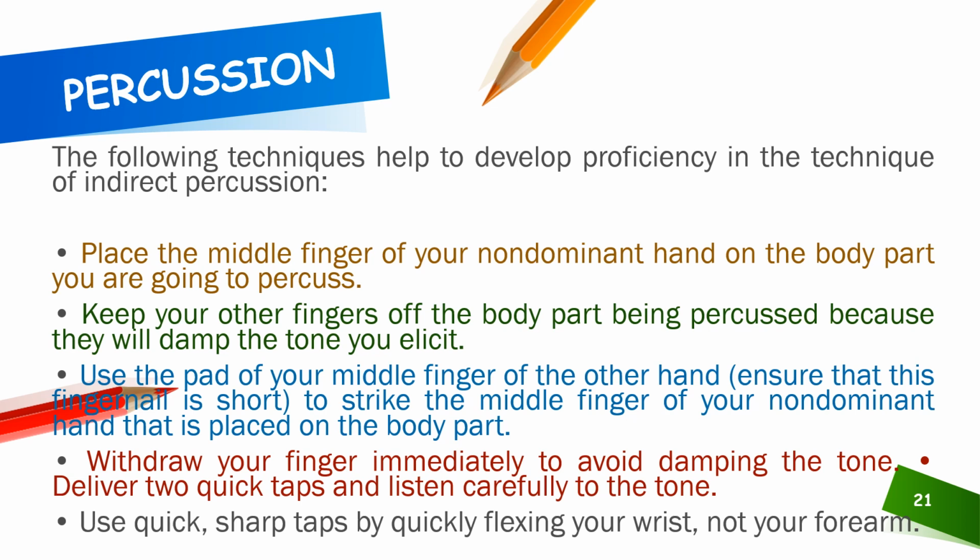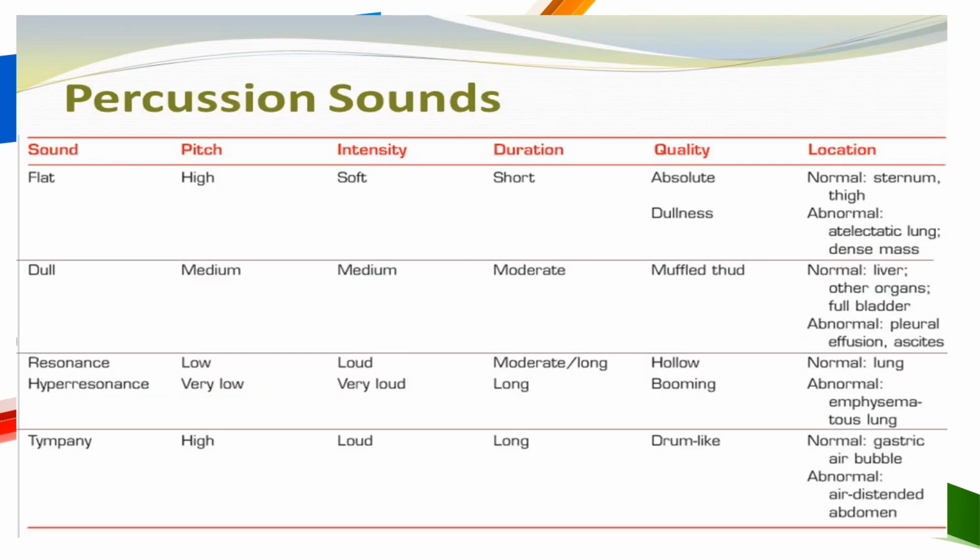Withdraw your finger immediately to avoid damping the tone. Deliver two quick taps and listen carefully to the tone. Use quick, sharp taps by quickly flexing your wrist, not your forearm. Practice percussing by tapping your thigh to elicit a flat tone, and by tapping your puffed out cheek to elicit a tympanic tone. A good way to detect changes in tone is to fill a carton halfway with fluid and practice percussing on it. The tone will change from resonance over air to a duller tone over the fluid.